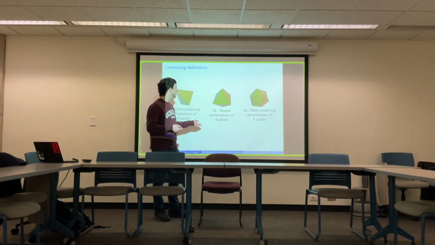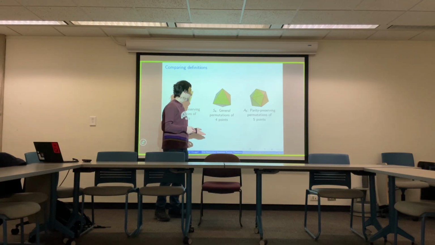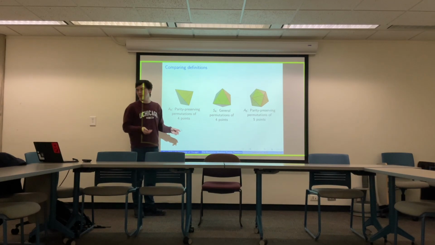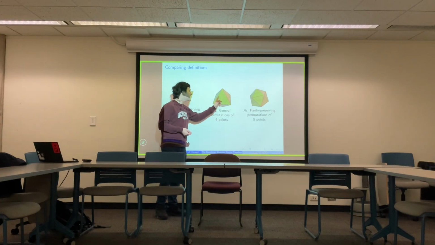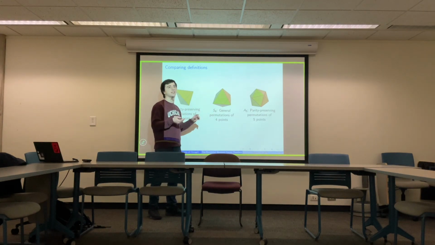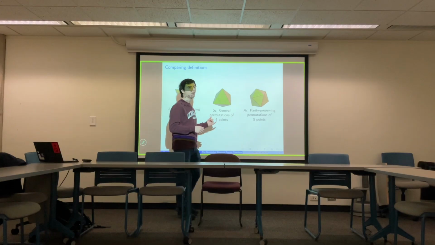Correspondingly, the symmetries of this octahedron are isomorphic to general permutations on 4 points. This is a little harder to see, but you can think of it with these opposite faces. By rotations, they get permuted to any other pair of opposite faces. And so there's 4 of those, so 4 general permutations.